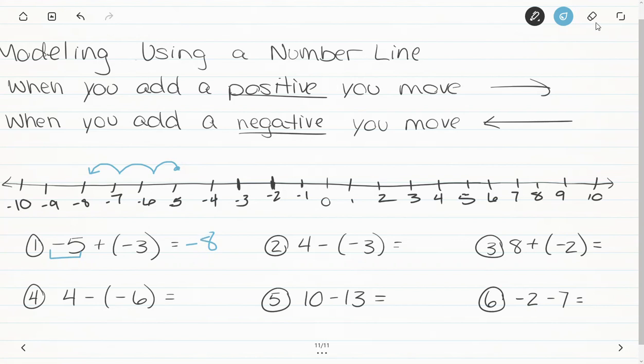So that's the first one. And you can also draw it with the pluses and the minuses if that makes more sense. So it would be 5 negatives plus 3 more negatives equals 8 negatives.